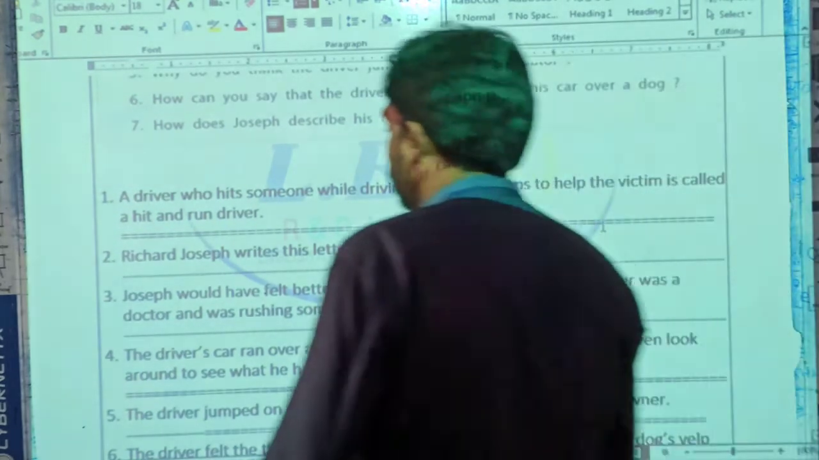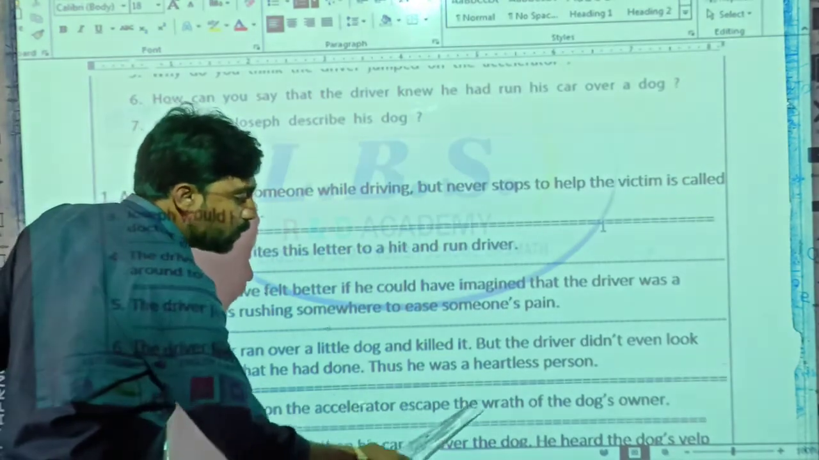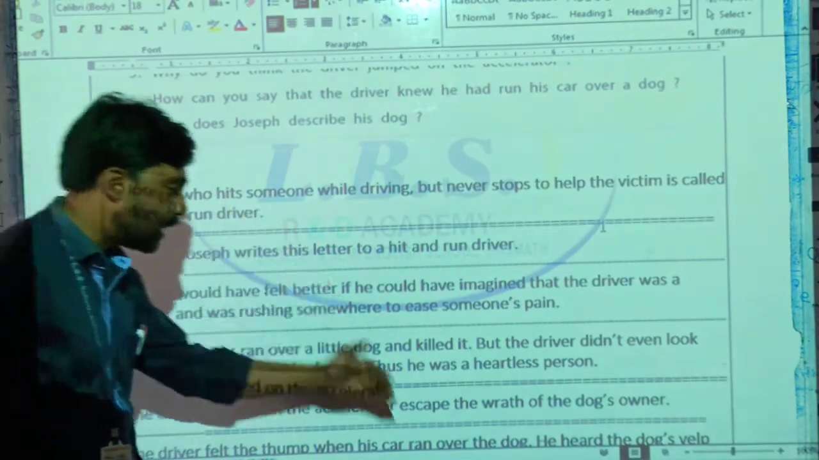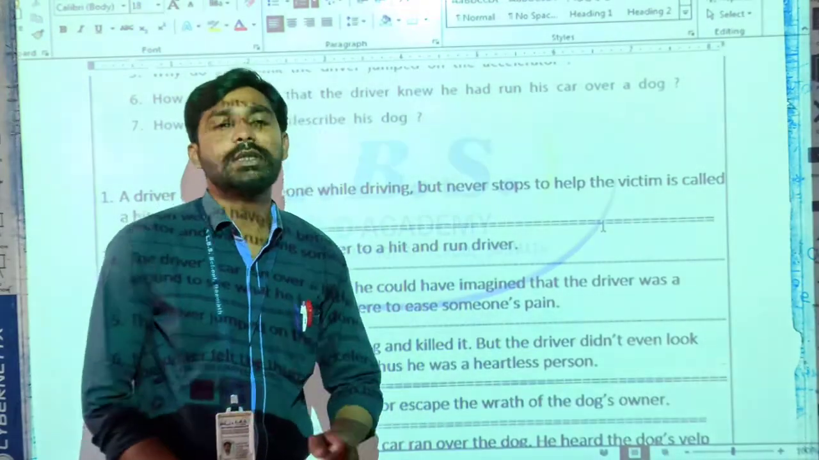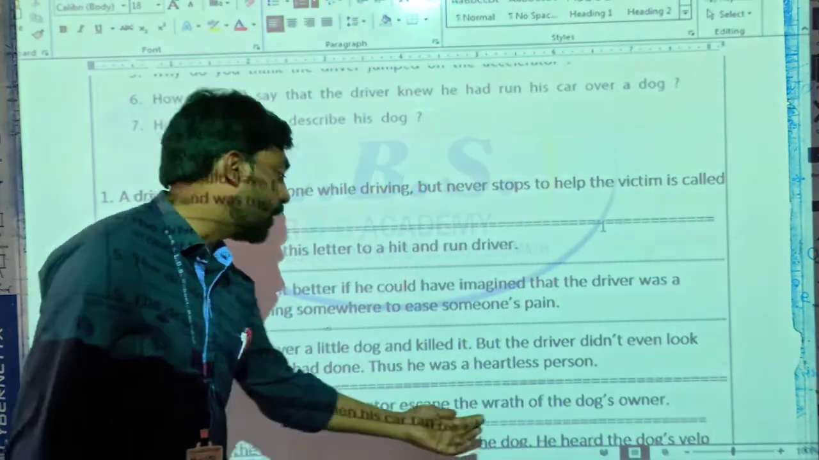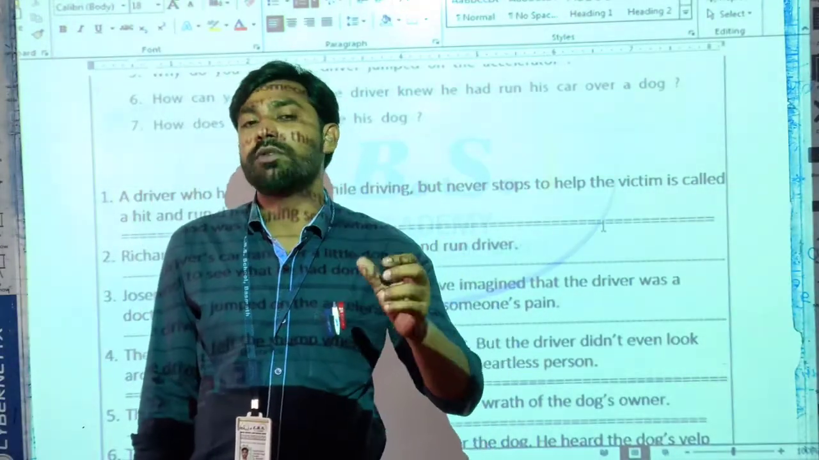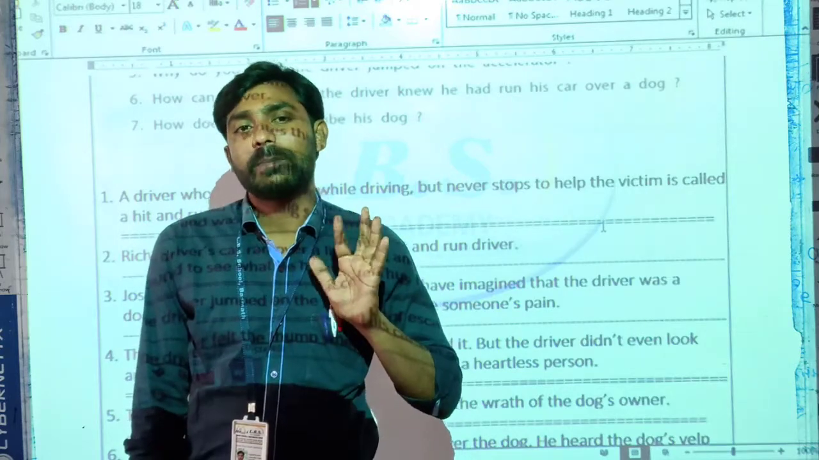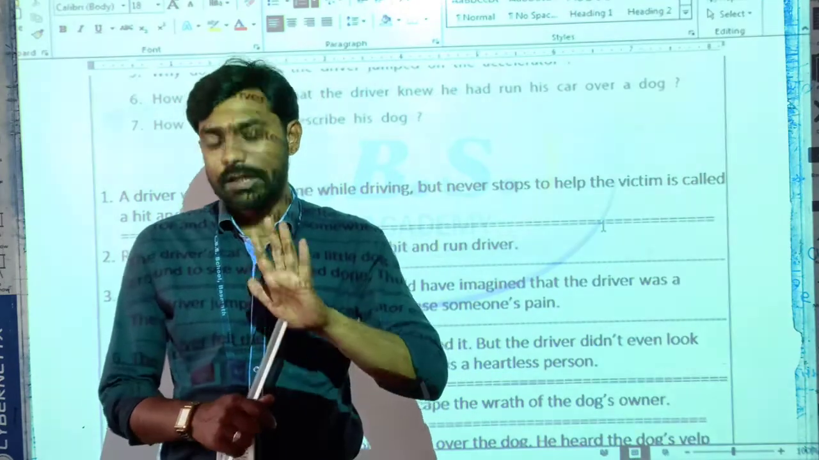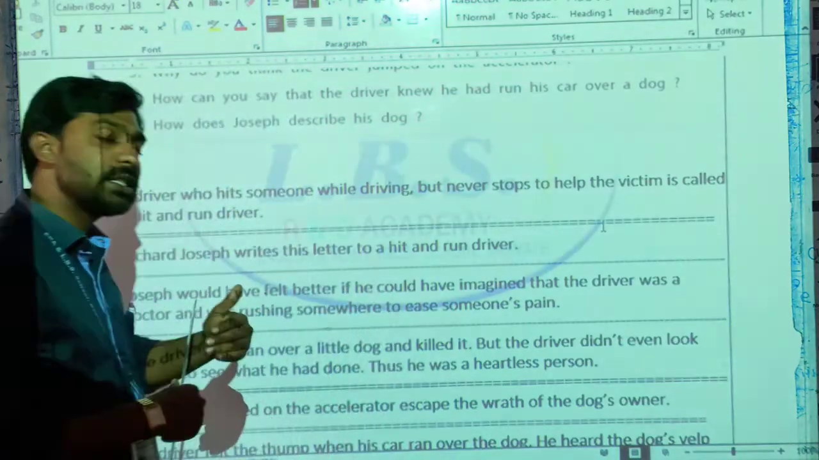The answer to the fifth question is: the driver jumped on the accelerator to escape the wrath of the dog's owner. He was thinking that the dog's owner would become angry with him. Wrath means anger. So the owner, Richard Joseph, would be angry, and if the driver had stopped there, he would have had to tolerate the anger of Richard. That's why he escaped from that place.